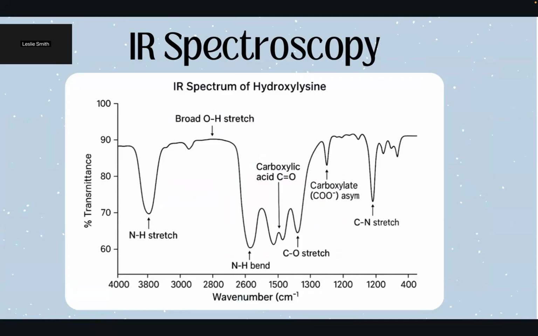The carboxylic acid stretches from 1700 to 1725. The side chain alcohol shows a peak in the 1000 to 1260 area. The CN stretch is expected to be approximately in the 1020 to 1250 region. Finally, the CH2 bendings are expected in the 1450 to 1470 area.